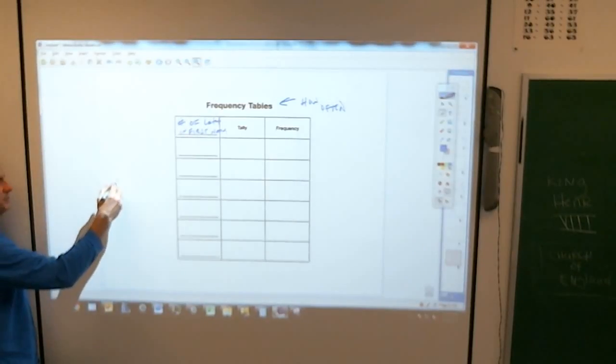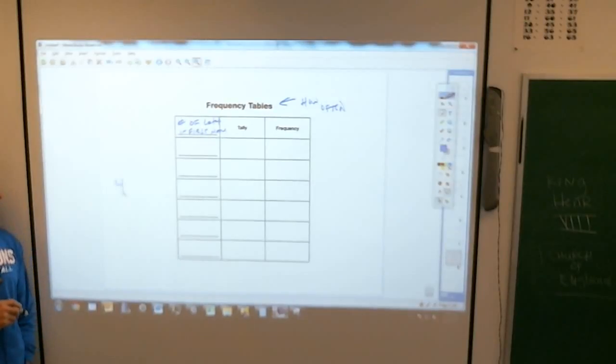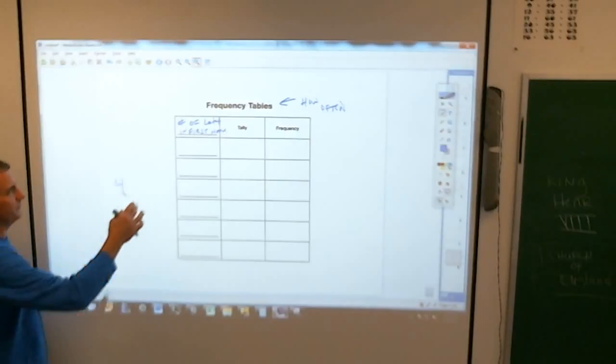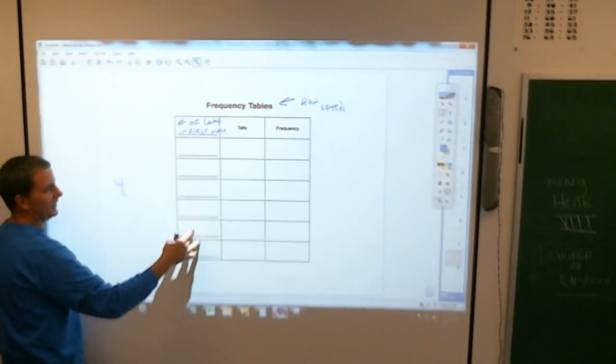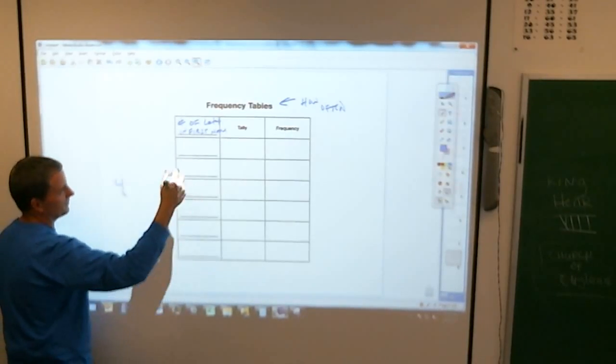So we know that the smallest number we have is 4. This is just prep. We're prepping our frequency table here. What's the most letters somebody came up with? I have 7. Anybody higher than 7? Cassandra? How many? 9. Anybody have more than 9? So can we do 4, 5, 6, 7, 8, 9? Oh, we can. Let's do it that way then.